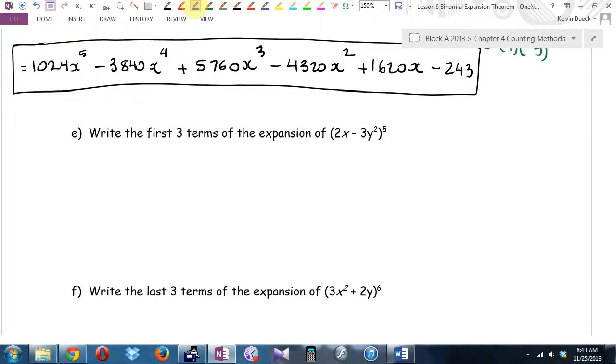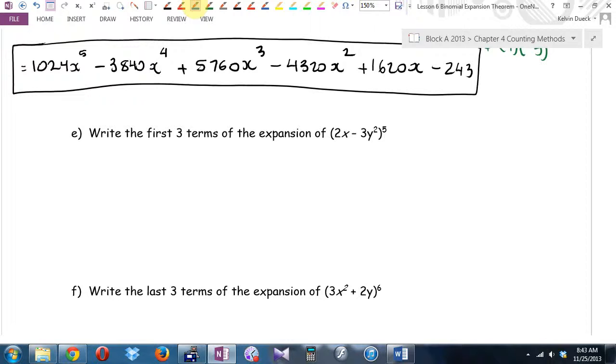Is that a binomial? Is that 2 terms in the brackets? Yes, so we can do this. But how many terms does it want? It wants us to write 3. By the way, Sean, what's the exponent? 5. How many terms are there? Not 5. 6. Why? Because remember, we start counting with a 0.